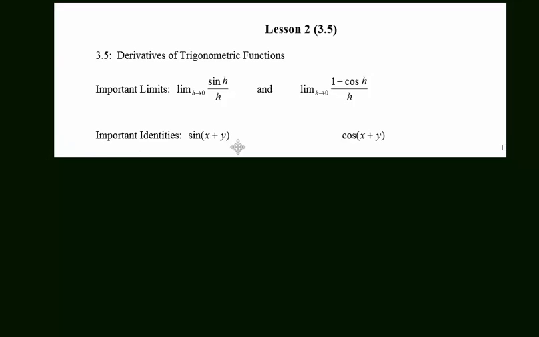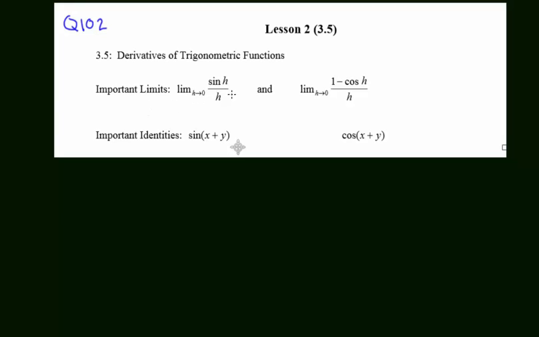This is lesson 2 of the second unit of the first quarter. So we say Q1 U2, and this is lesson 2. Okay, we're going to start off by reviewing some important limits and important identities.